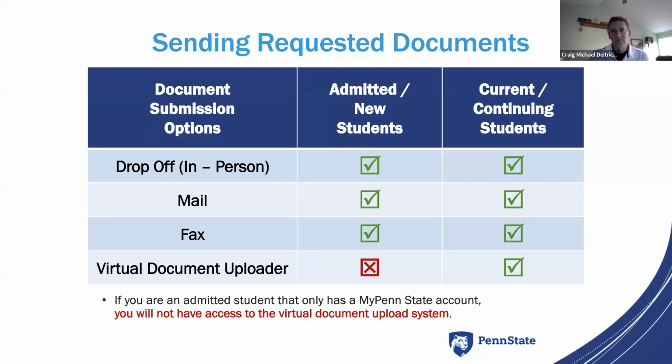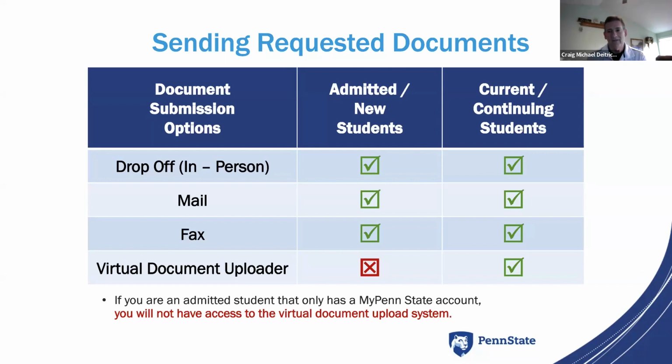So all these different forms that we could request, how do you get them to us? Well, there's 4 ways to do that. Number one, you can always drop them off in person, either at University Park or even one of our Commonwealth campuses if you live closer to one of those campuses. You can mail it, and that would be the United States Postal Service, or snail mail. Obviously we don't recommend that because that can add some serious time to the processing it takes to get your documents reviewed.